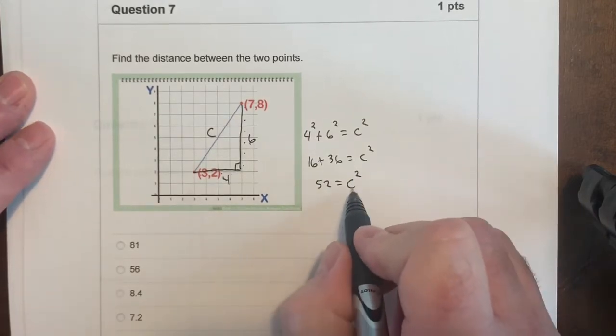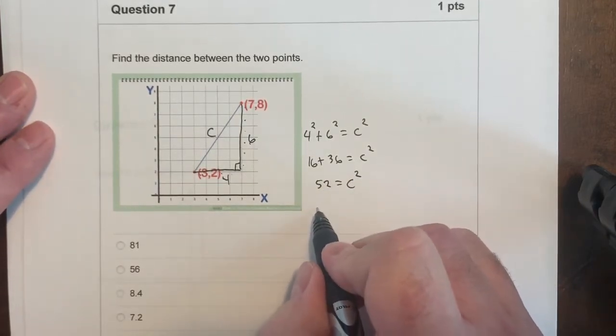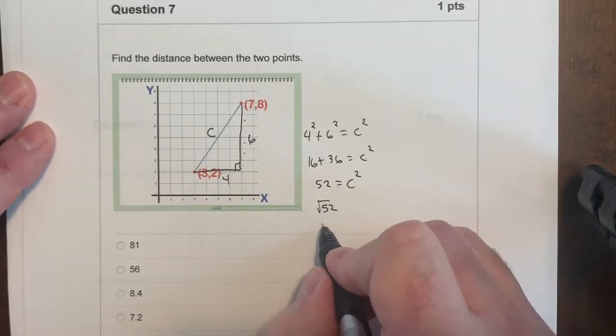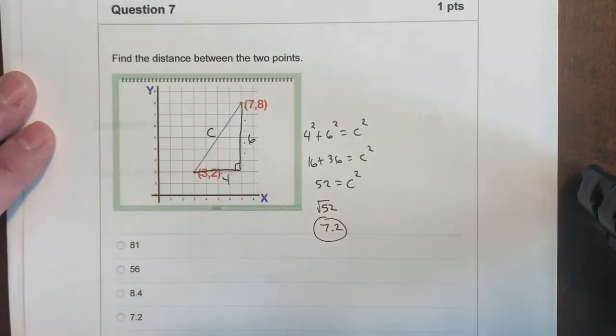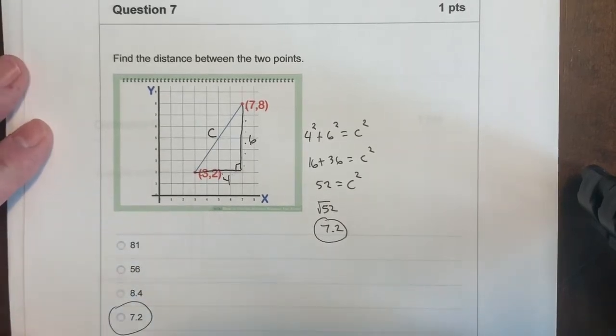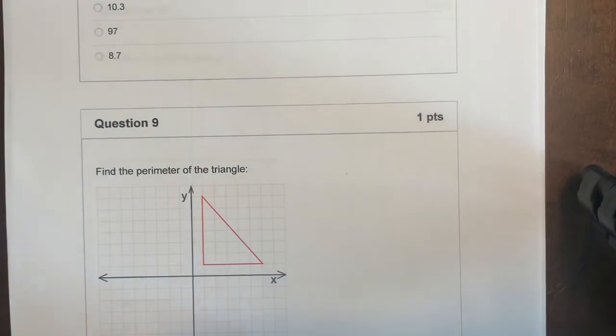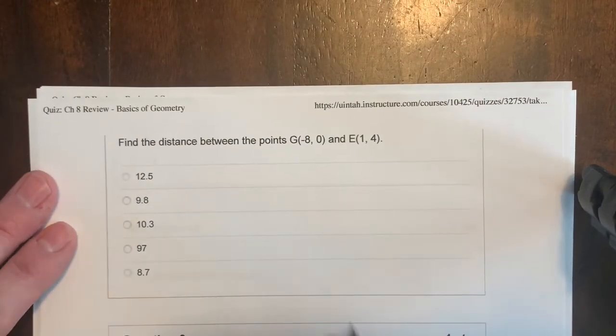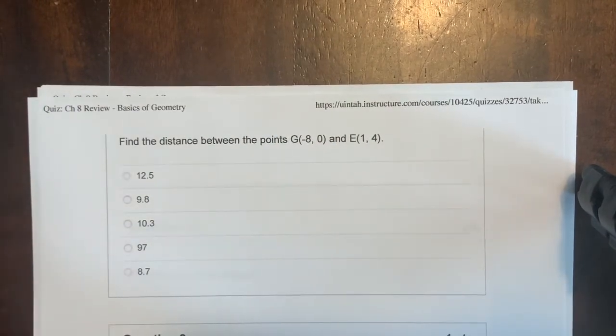I need some number squared is 52. Or in other words, I need the square root of 52. You punch that in your calculator, you'll get roughly 7.2. And that's our distance using the Pythagorean theorem. Number 8. This one right here, find the distance between these 2 points. Well, this is just like the last problem, except we don't have the picture.